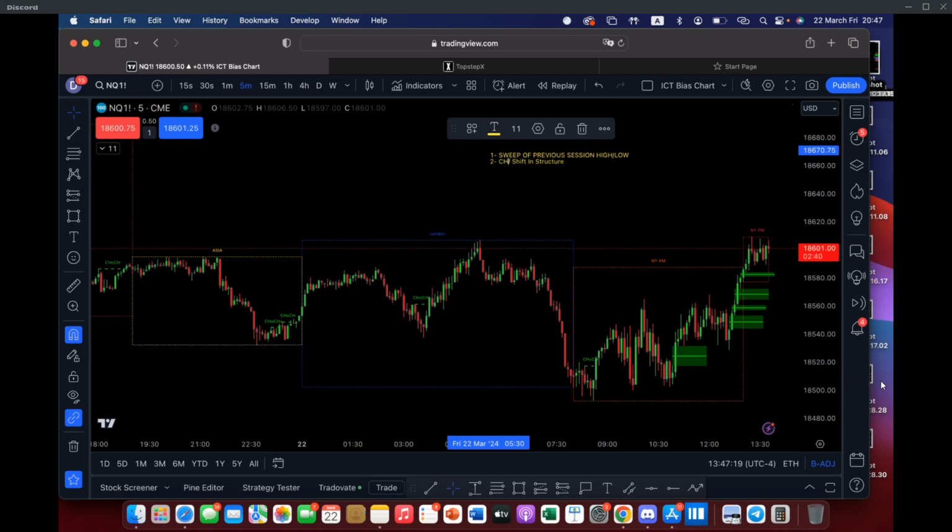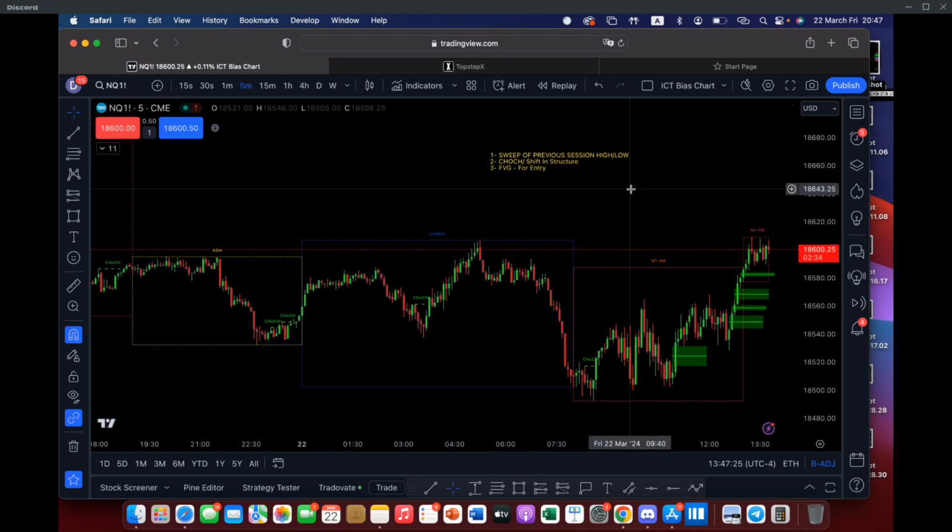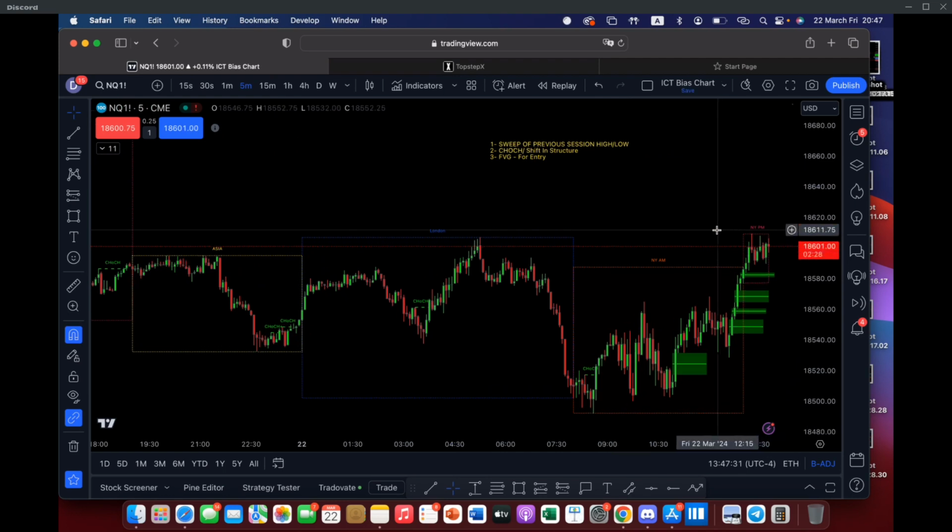I'm just gonna leave it, CHoCH. And step 3, FVG for entry. Okay? It's simple as that, right? But it's so powerful in what? In the sense that it utilizes the way the algorithm books and delivers price.